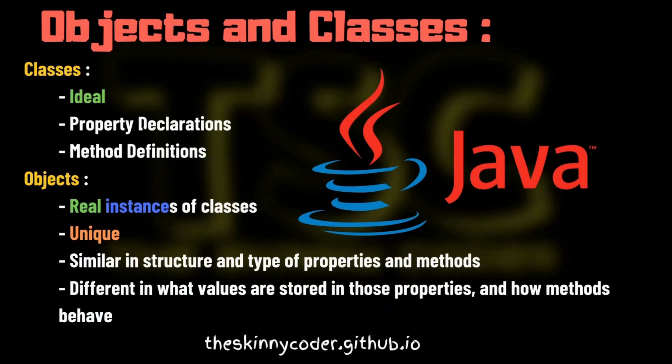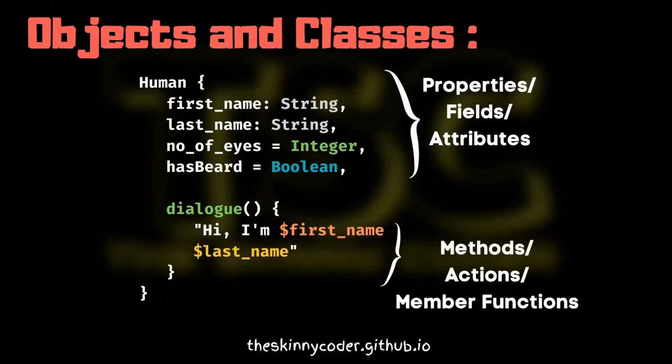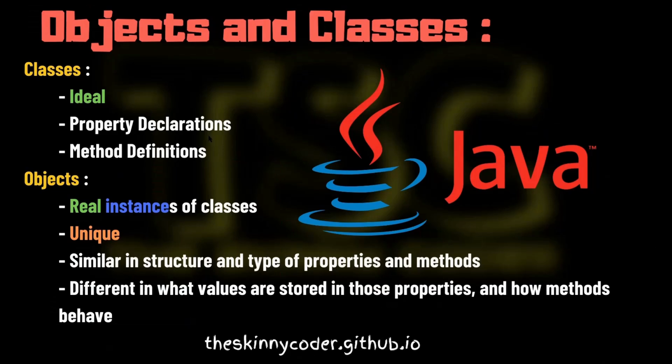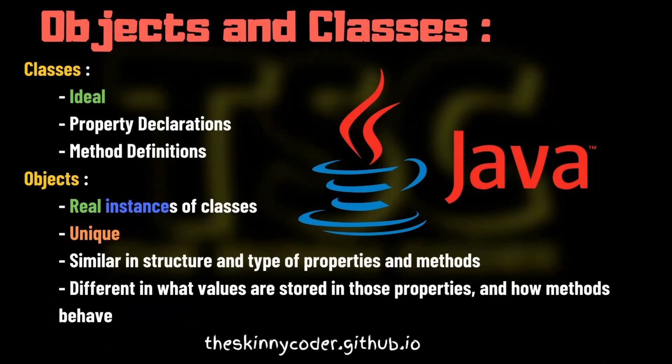To sum up, classes are ideal. That means they don't exist in reality. We declare what properties will be there inside a class. For example, in the blueprint, we give a statement that there will be a color for every building, there will be a height for every building, or every human will have a first name and last name strings, and they'll have an integer called number of eyes, and they'll have a beard or they won't have a beard. Only declarations are being done when it comes to properties. And when it comes to methods, definitions are being done. For example, if you see the dialog, we give the definition over here directly. Okay, so method definitions and property declarations, and these are ideal. They don't really exist in the real world.